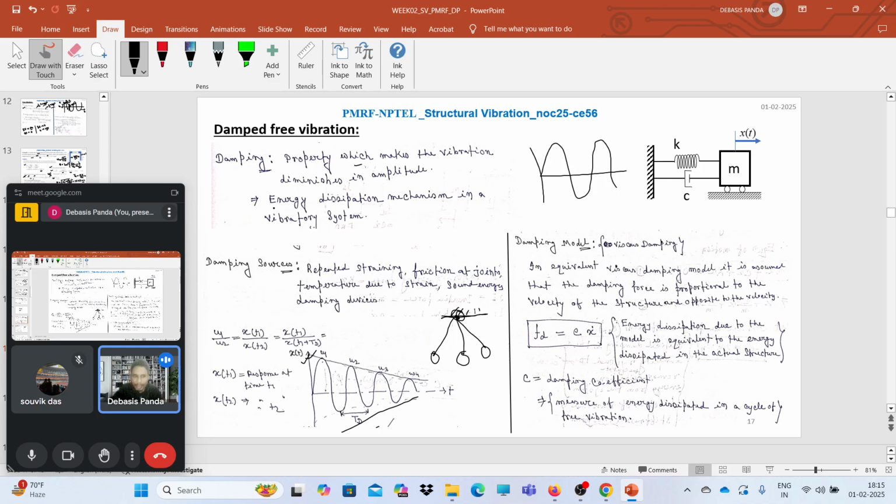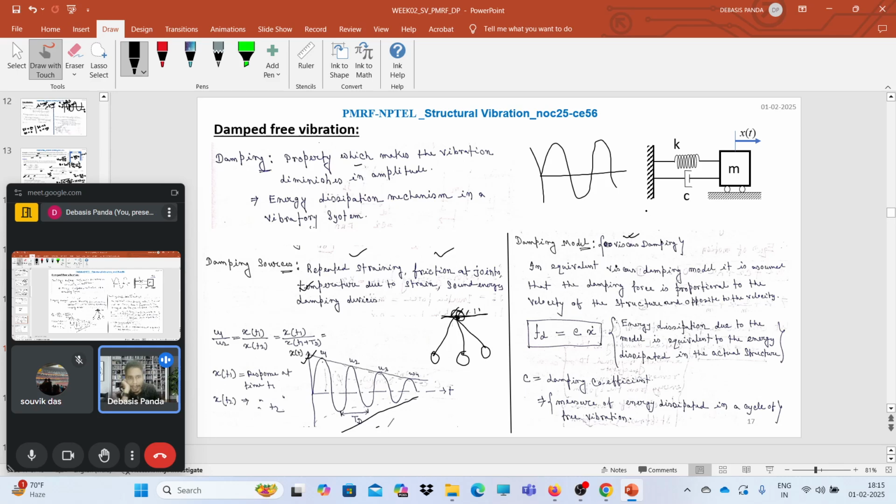Now, damping sources: from where can damping come? Damping may come from repeated straining, friction at joints, and temperature due to straining. Different kinds of damping devices are there. We have discussed the viscous damping model. There are friction damping models, and other passive and active damping models available in the market. The main purpose is to reduce the energy of the vibration. For now, we will stick to the viscous damping model.